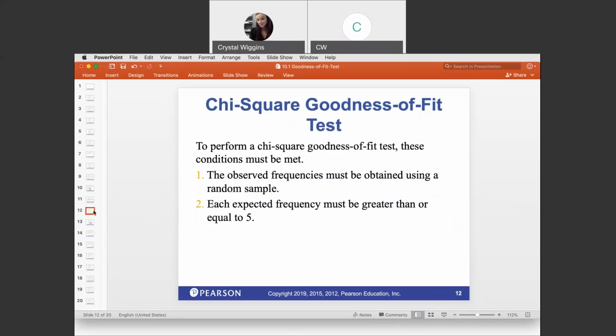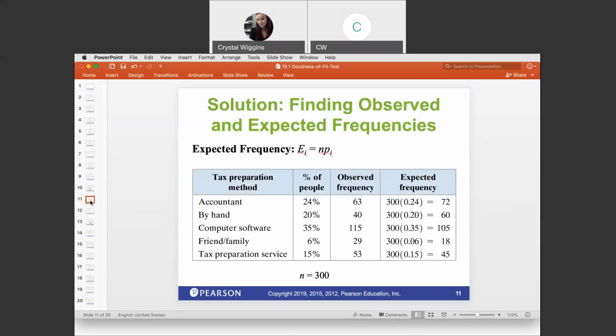Okay, so two things that we do need to check for the chi-squared test, which I probably should have mentioned first. The observed frequencies must be obtained from a random sample. That we should be familiar with, as that is always the case. The other thing we need to check is that the expected frequencies are greater than or equal to 5, which is met if we look back at the chart. All of these are greater than or equal to 5.